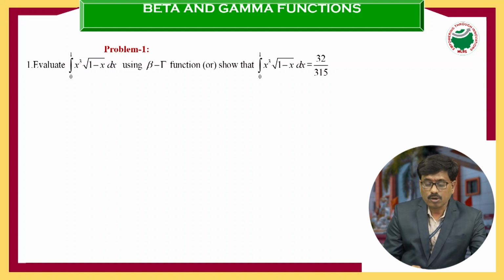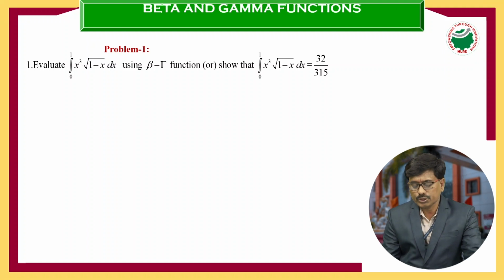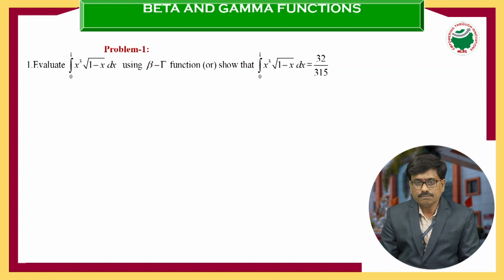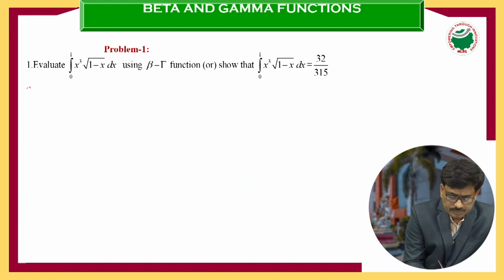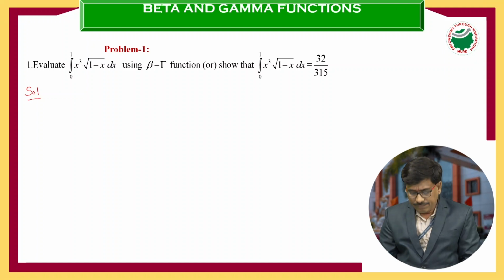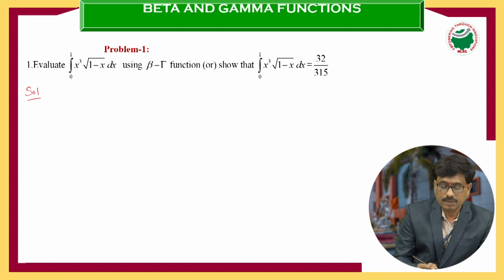This is an example problem I have taken to evaluate, and this question may be asked sometimes: show that the integral from 0 to 1 of x cube into square root of 1 minus x into dx is equal to 32 by 315. Let us go with this problem. Actually, we need to identify that this function should be a beta function. First of all, we need to understand the concept of beta. Already I told you beta is a function of two variables and gamma is a single variable function.